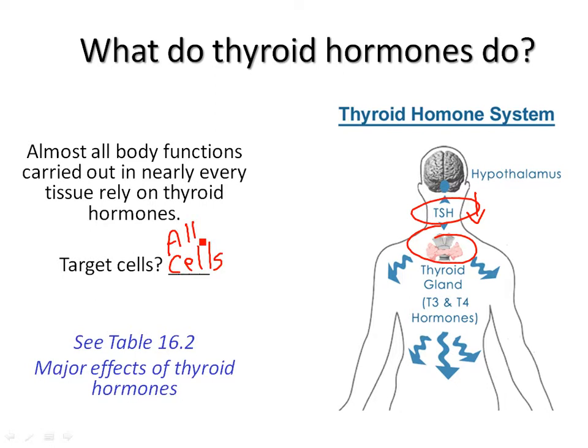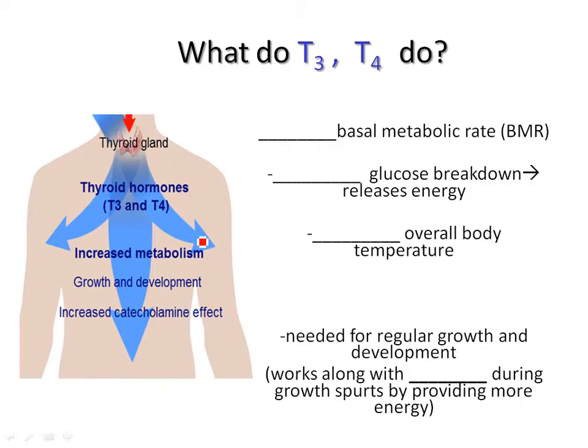Now, table 16.2 in your book has a really nice list of all the effects, and you're going to see there are a lot of effects from the thyroid hormone. So if we look into this and try to keep it very basic, very simple, the first thing you need to think about when you think about thyroid hormones is metabolism. So we want to increase the metabolic rate.